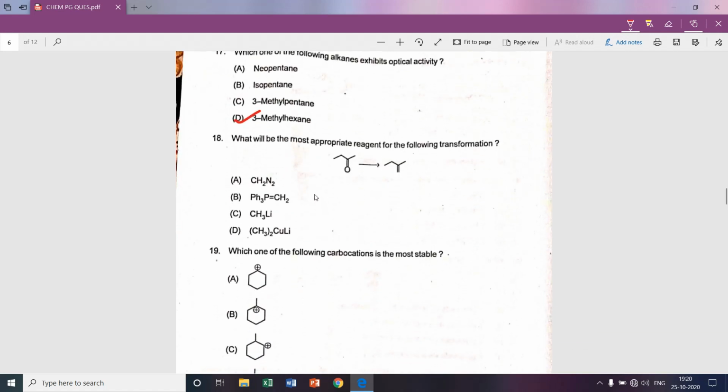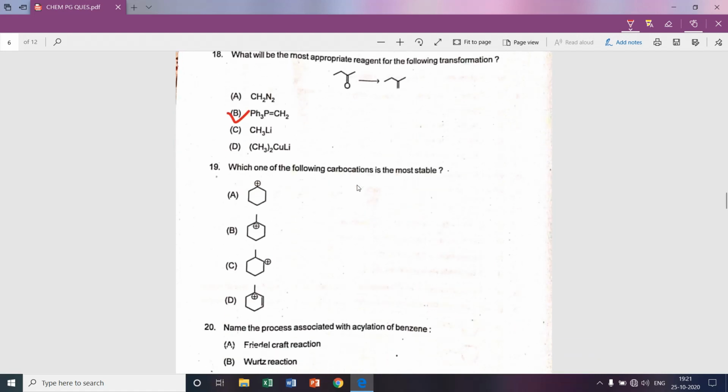Question number 18. What will be the most appropriate reagent for the following transformation? And here the answer is B. That is methylene triphenyl phosphorane, which is also known as Wittig reagent, which is highly polar, highly basic in nature, and this is a suitable reagent for this reaction.